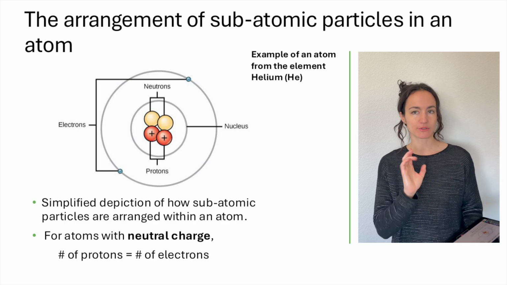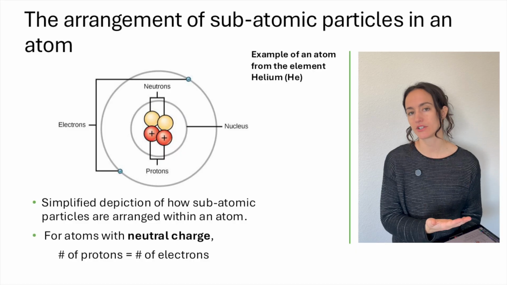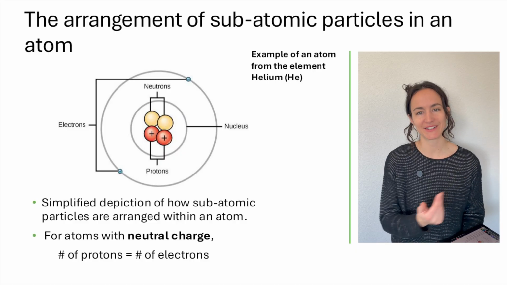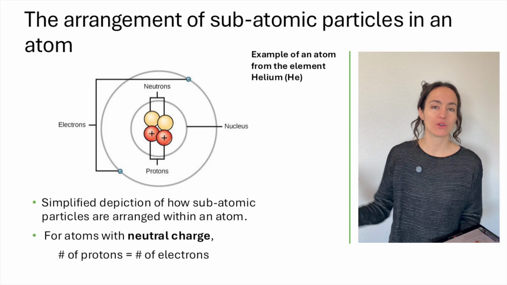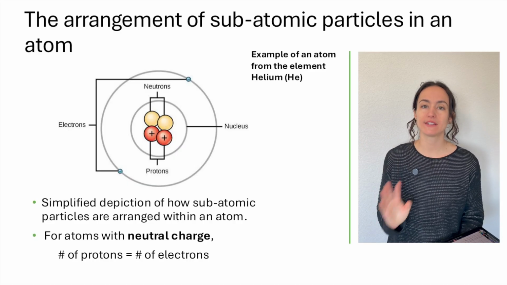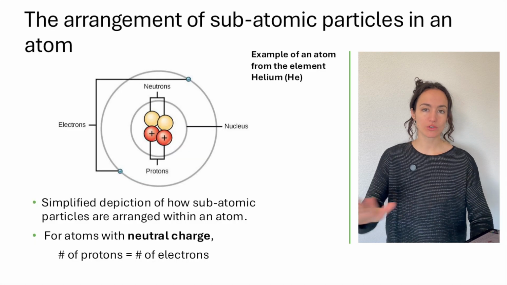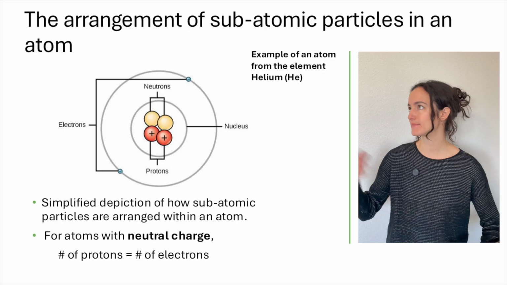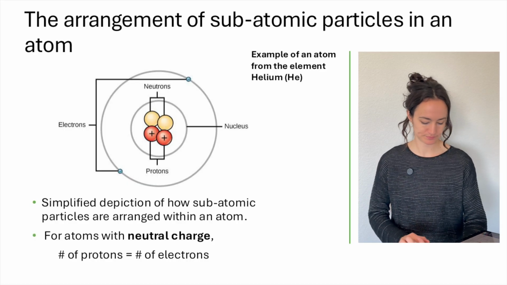I'm going to repeat that. If there's more electrons than there are protons, we have an overall negative charge because electrons are associated with negative. If we have more protons than we have electrons, then we have an overall positive charge. And these are ions. For now, though, just know if there's a neutral atom and you know that it has 6 protons, it also has 6 electrons.